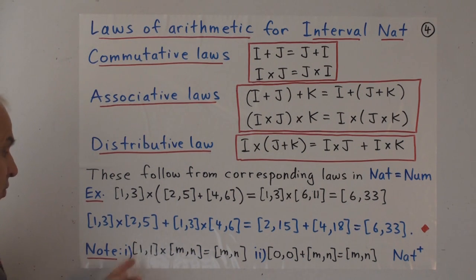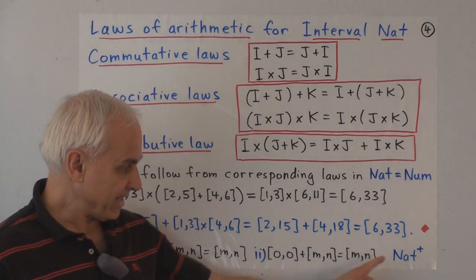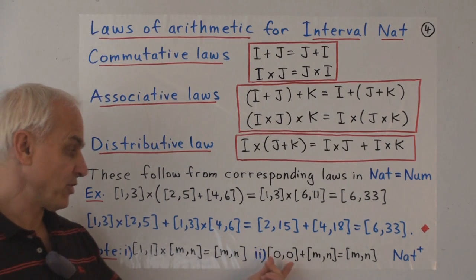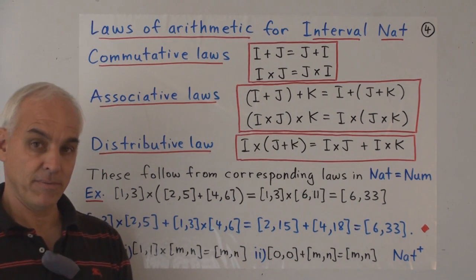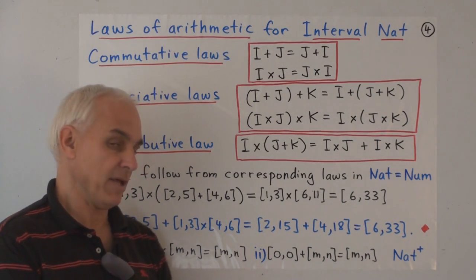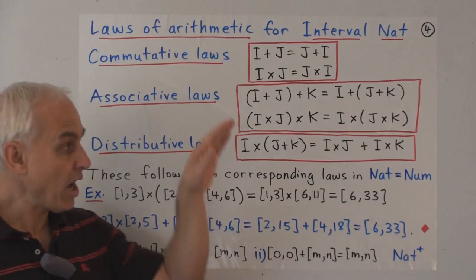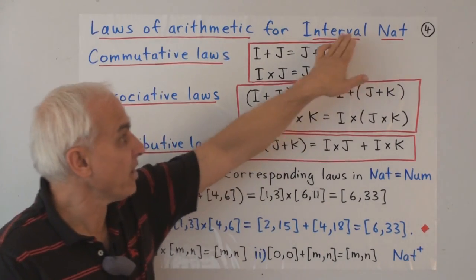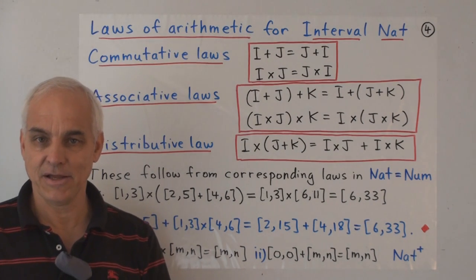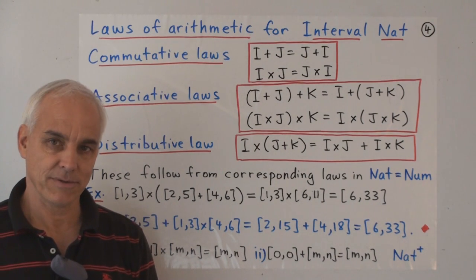And I'll point out that the element [1, 1] is playing the role of the number 1, because [1, 1] times any interval [m, n] is [m, n]. And I also point out that if we extend our numbers just a little bit by adding 0 as well, then we can also talk about this element, [0, 0], that interval, and that has the property that when we add it to any interval, we get the other interval. So the laws of arithmetic for natural number intervals are very simple. They're really just exactly the same as the laws of arithmetic for natural numbers.